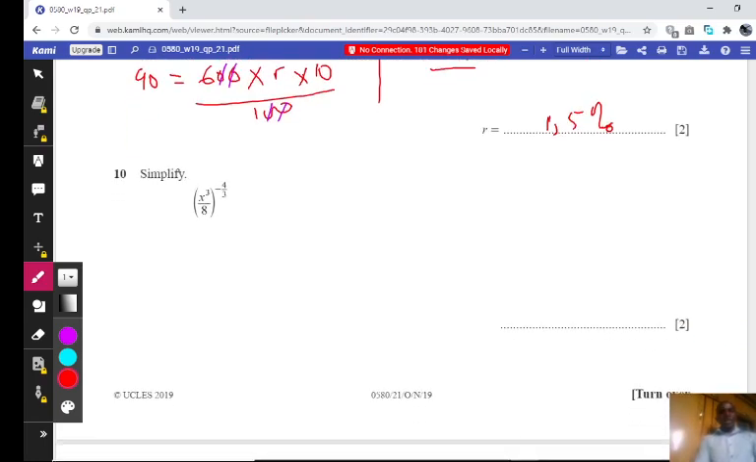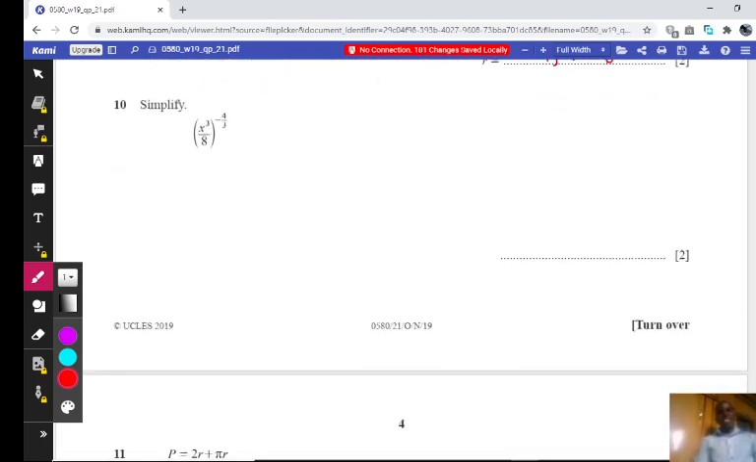Right, next, question number 10. Simplify. These are indices. If you don't understand indices, I have a video on my channel explaining indices. What you do first is make the power positive. How do you make the power positive? You apply law number 4 of indices.